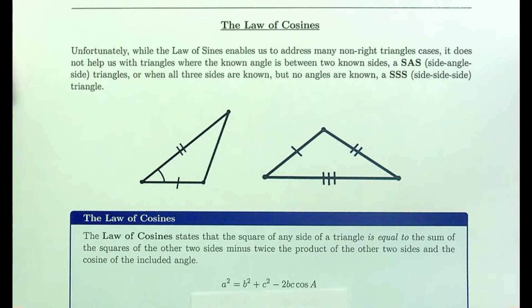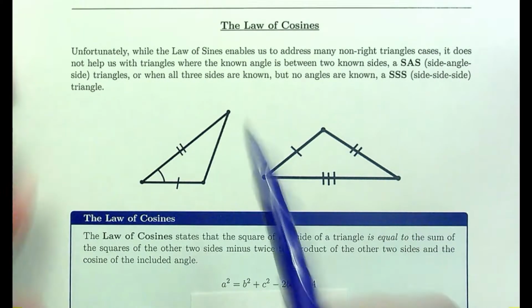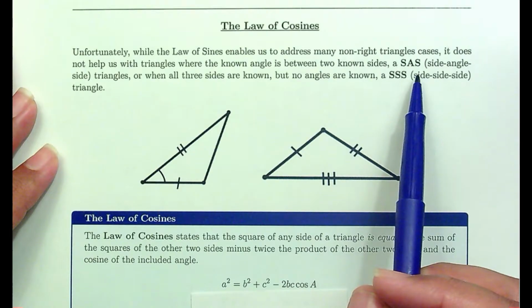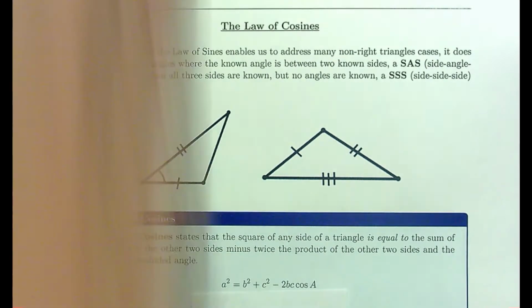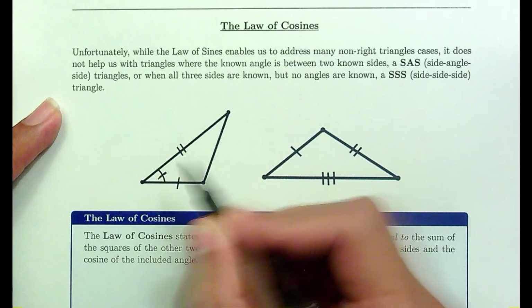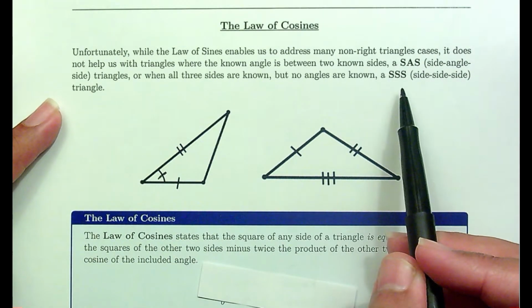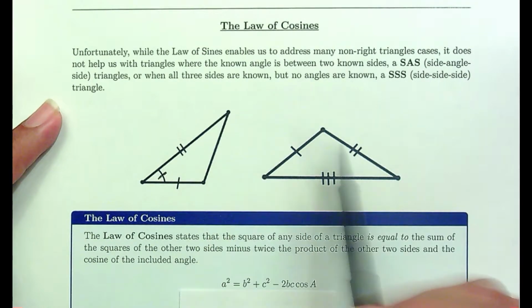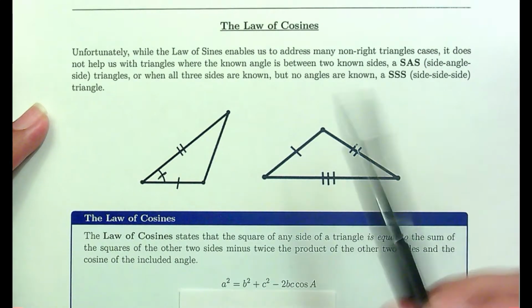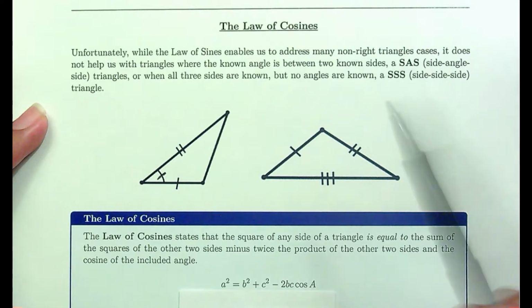The two cases are the side-angle-side case and the side-side-side case. Side-angle-side means that you know two sides, and you also know the angle between them. So this would be an example. And the other case would be the side-side-side. If it is either of these two cases, you will be able to use the law of cosines successfully. If it is not one of these two cases, then it should be the law of sines.